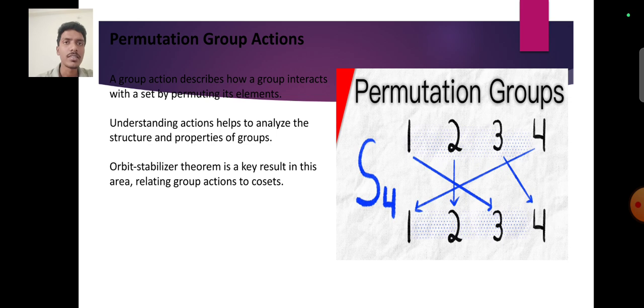Permutation group actions. A group action describes how a group interacts with a set by permuting its elements. Understanding actions helps to analyze the structure and properties of groups. The orbit-stabilizer theorem is a key result in this area, relating group actions to cosets.